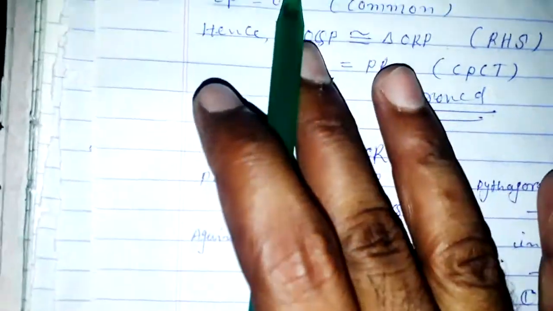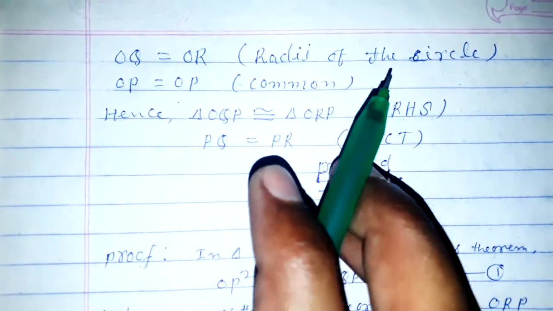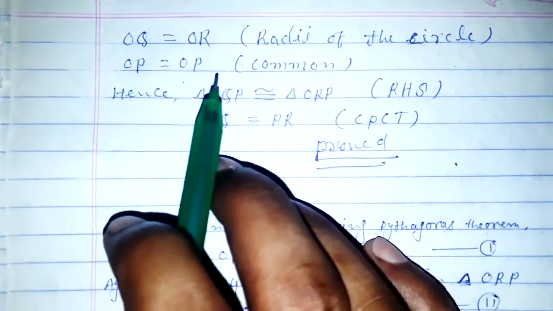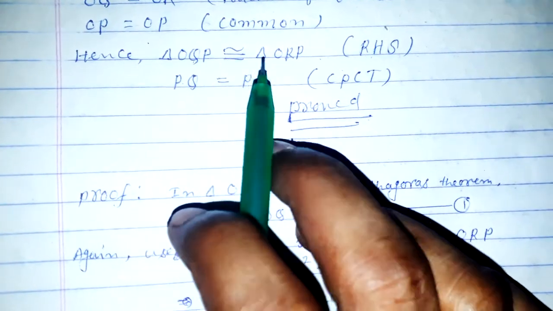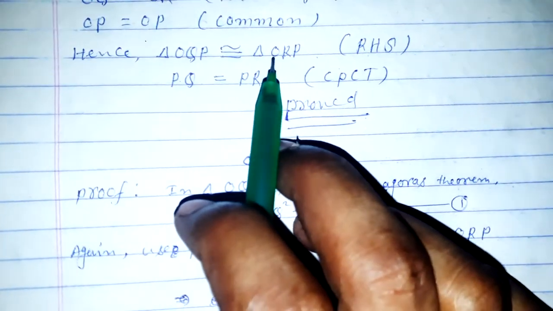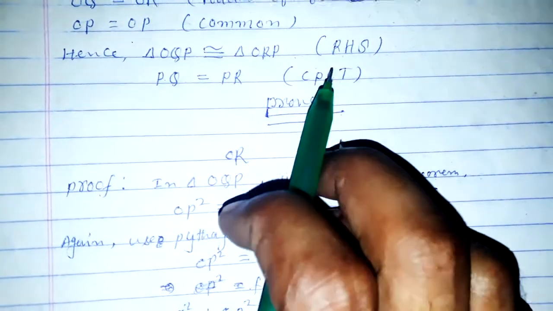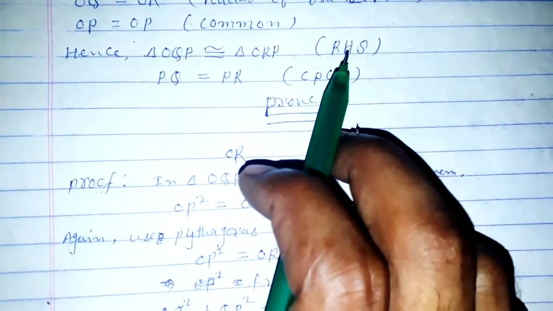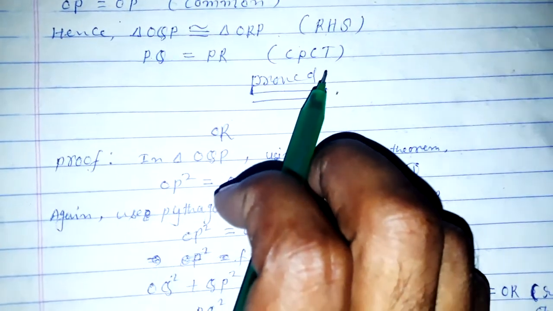So OQ is equal to OR, radius of the circle. OP is equal to OP, this is common. Hence triangle OQP is congruent to triangle ORP with condition RHS. So PQ is equal to PR by CPCT.